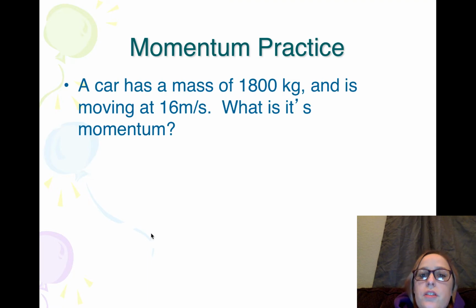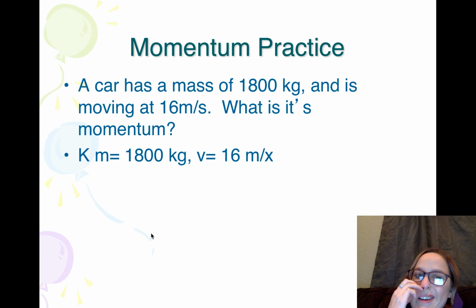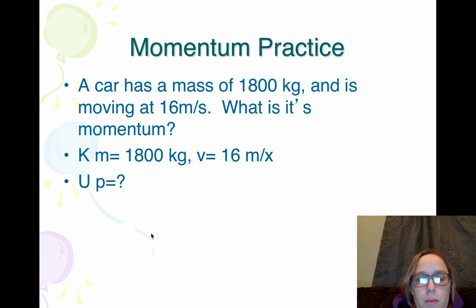Okay. We also need to do momentum practice. So we have here a car that has a mass of 1,800 kilograms and is moving at 16 meters per second. What is its momentum? So first we've got to find our knowns. 1,800 kilograms is a mass measurement. We know that because of the kilograms. And then 16 meters per second is our velocity. Our unknown is momentum. The question states what is its momentum, so that's what we're trying to find.